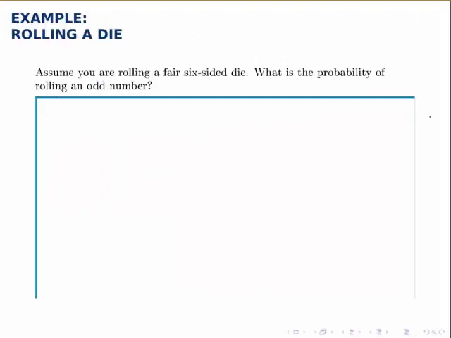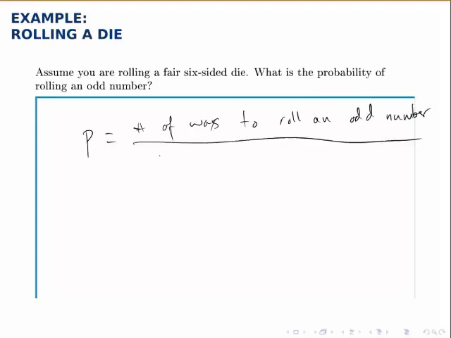Assume you're rolling a fair 6-sided die. What is the probability of rolling an odd number? Remember, a basic probability is the number of ways that our event could occur. So in this case, the number of ways to roll an odd number divided by the number of total possibilities for what could occur when we run this experiment. So all we have to do is count up how many ways this event could happen and count up the number of total possibilities, and then divide the two to get the probability.